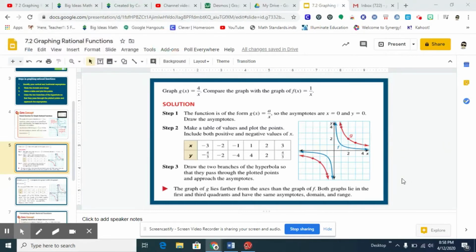Now for our first problem, graph g of x, which is equal to 4 over x, then compare the graph with the graph of f of x, which is equal to 1 over x. So the first thing you'll do here is begin graphing f of x, which is equal to 1 over x. That will be our initial task.